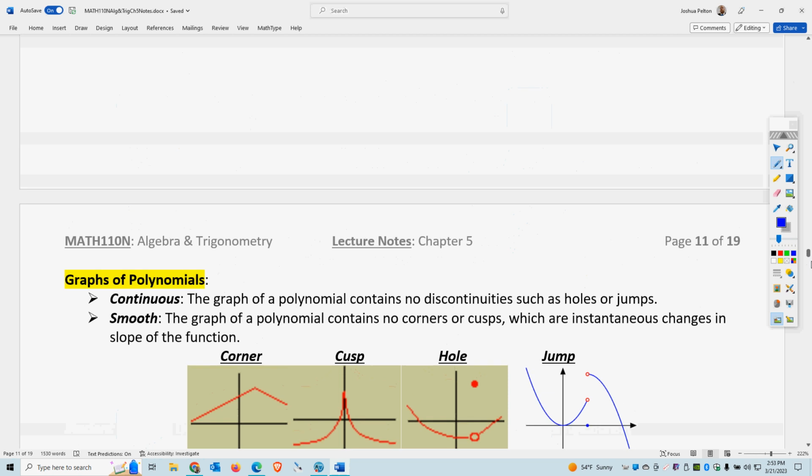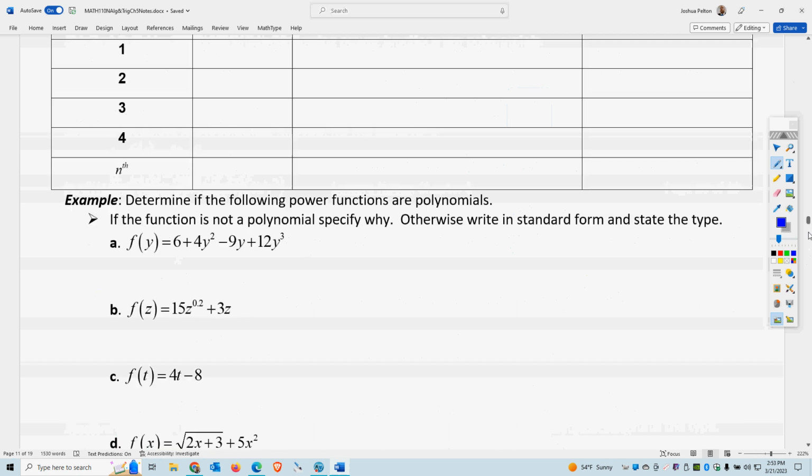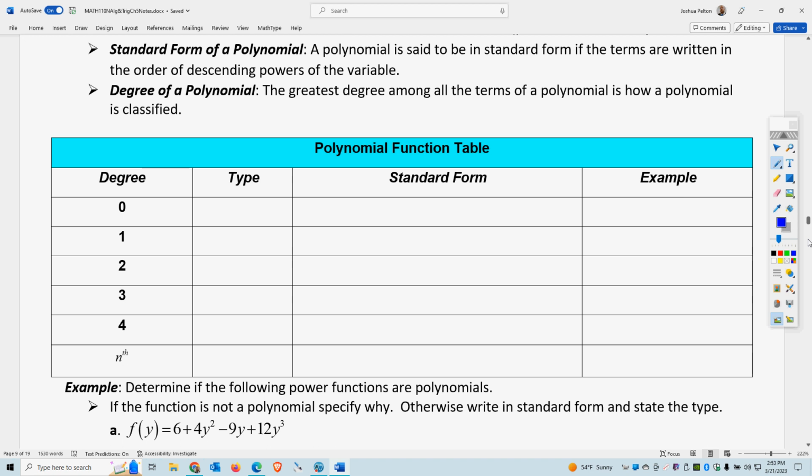Okay. All right, let's go to the next page, which seems to be going the wrong direction. Let's try this again.